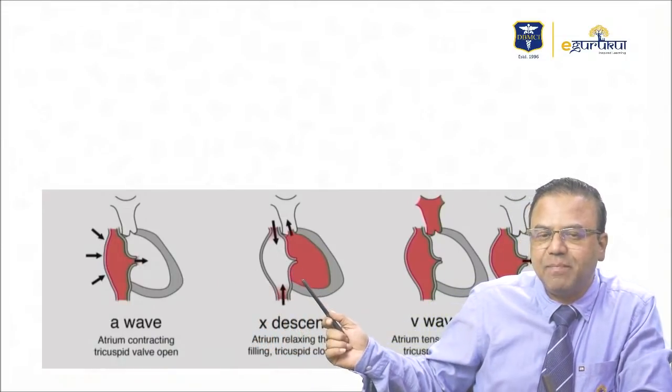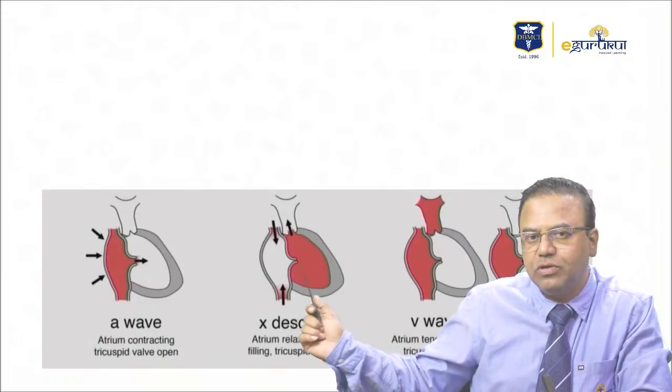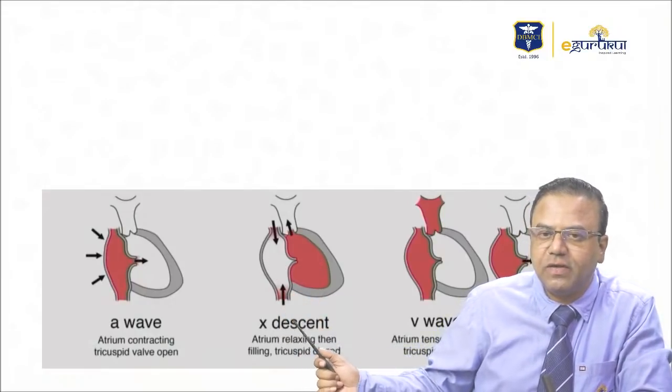X descent happens mainly because when the ventricle contracts, it pulls the atrial wall inside. And as it pulls the atrial wall inside, this is going to expand the atria. That's the reason why you get the major part of the X descent.